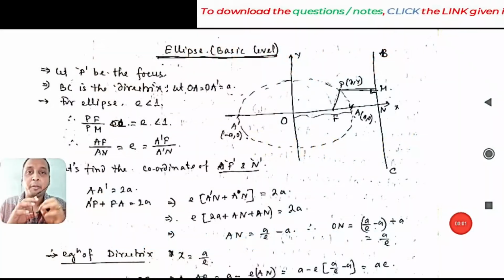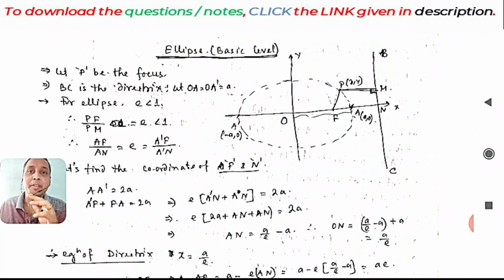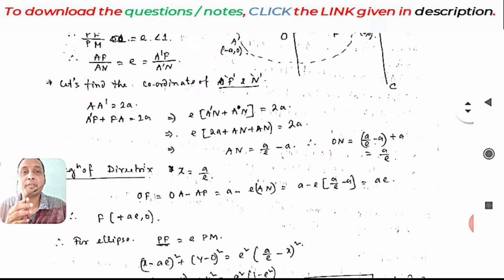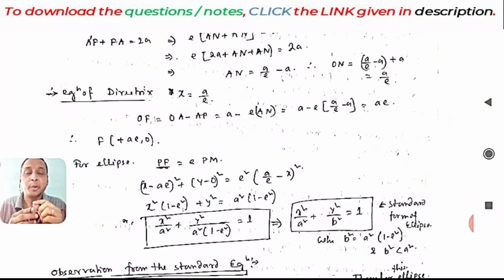Okay students, after performing that experiment, it's time to see the ellipse in an official manner, that is, in mathematical format. So in this lecture we will see today the standard form of an ellipse, how it is derived, and what are the observations that we can make from this standard equation. Okay, then let's see the standard equation of an ellipse.